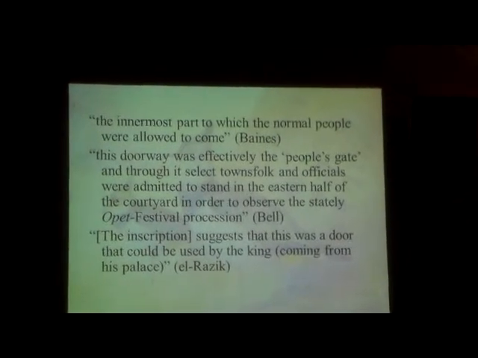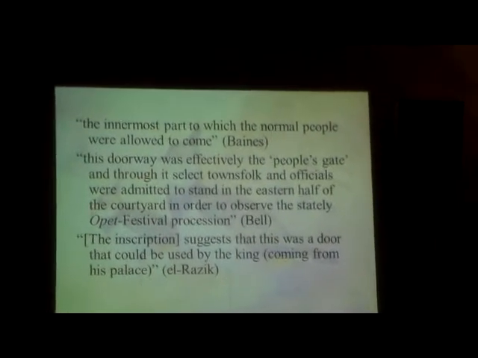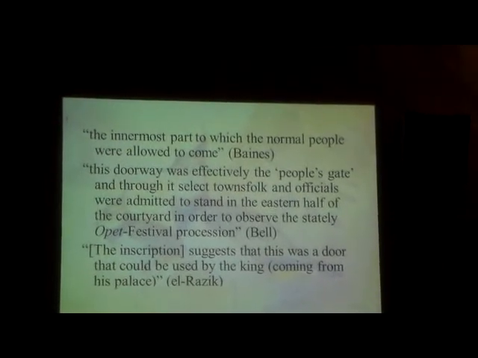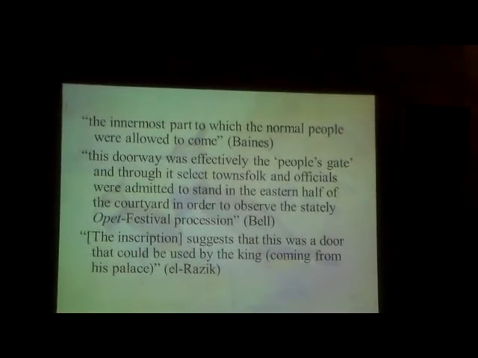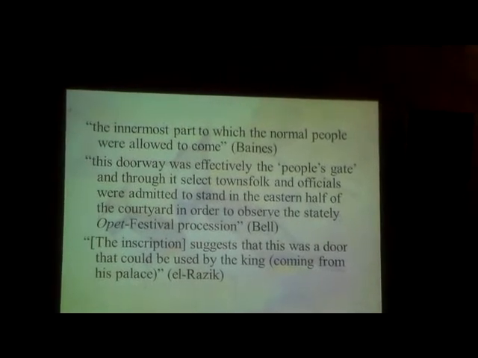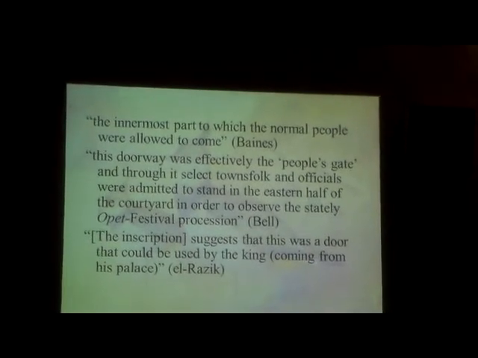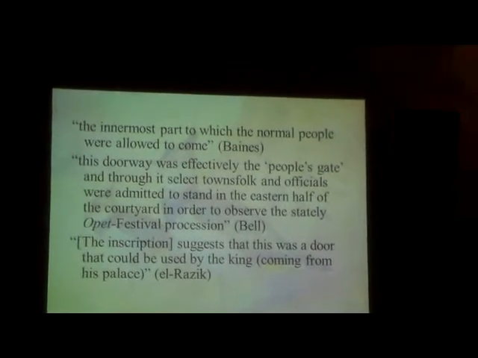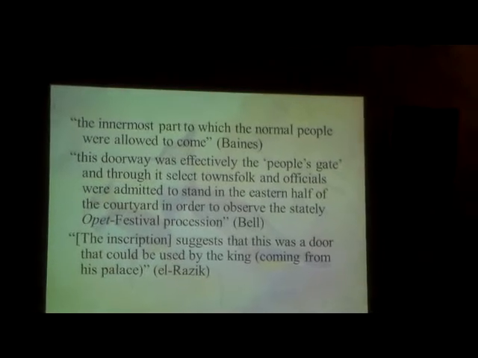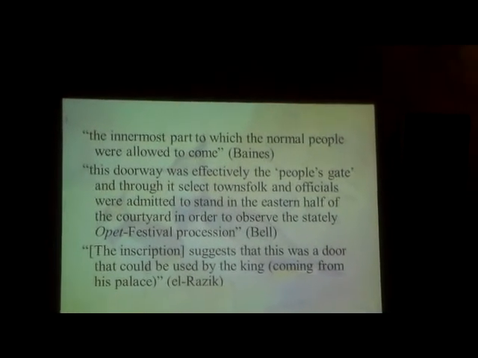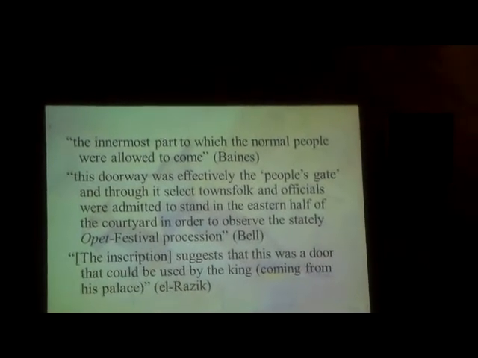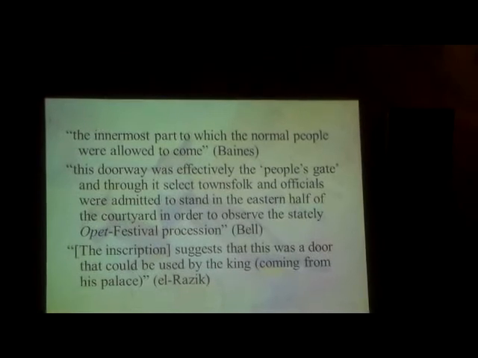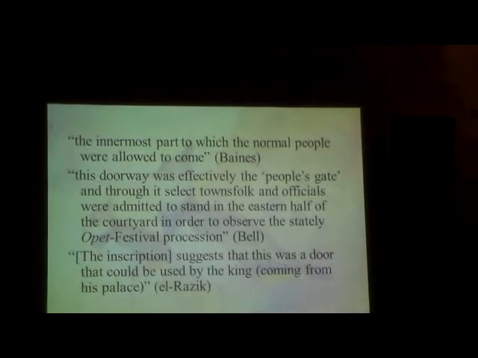But what do people say about this People's Gate? Baines says that it's the innermost part to which the normal people were allowed to come. Lamy Bell says that the doorway was effectively the People's Gate, and through it, select townsfolk and officials were admitted to stand in the eastern half of the courtyard in order to observe the stately Opet festival procession. El Razik says that the inscription suggests that this is the door that could be used by the king coming from his palace to be greeted by the rekhyt people.